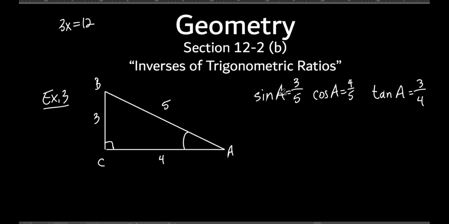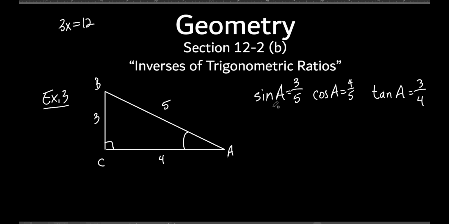So what we're going to do over here, now this sine, that's not a variable. It's not a number. A is a number. It represents an angle. So I'm not going to divide by the sine. I can't do that because sine is just a word that represents a ratio of 2 sides.